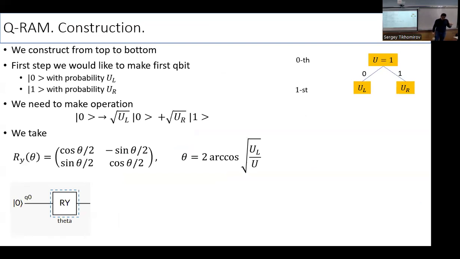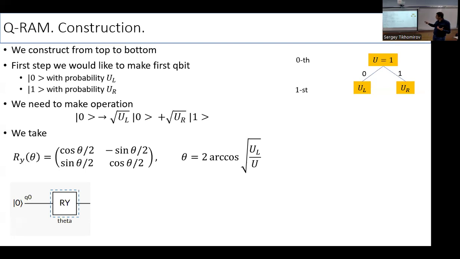But we will construct the state. We will look at the tree, but we will go not from bottom to top, as we constructed it, but to construct the state, we will go from top to bottom. Let us see what that means. We have the root of a tree, and there is a value 1 written there.